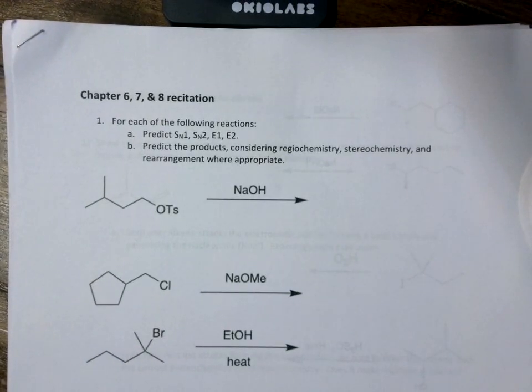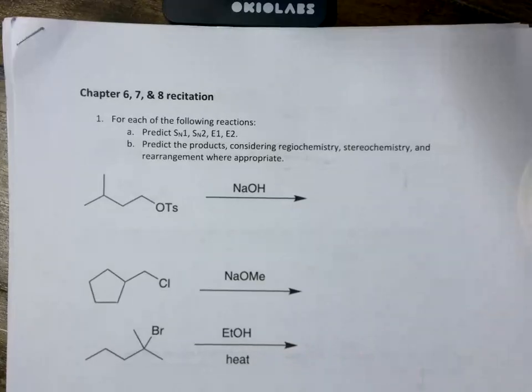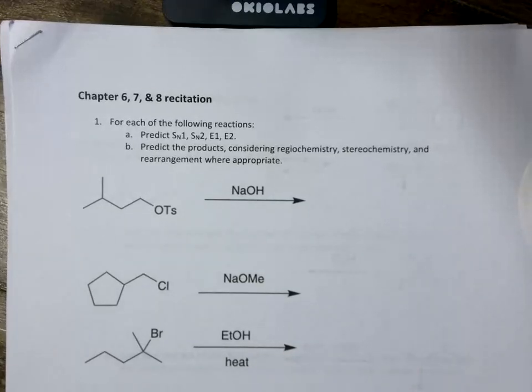Okay, so I'm going to go over the chapter 6, 7, and 8 recitation. This is kind of unique because it's one of the first opportunities you've had where you don't already know if it's going to be substitution or elimination. We broke up substitution questions from elimination questions, SN1, SN2 we learned, and then E1, E2. But now you have to consider all the factors and decide, is this going to be SN1, SN2, E1, or E2?